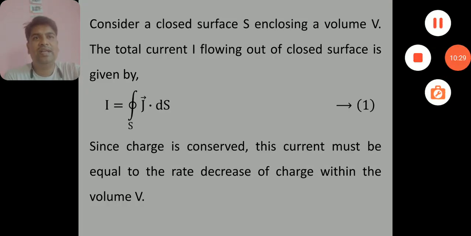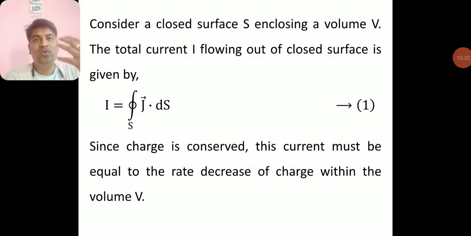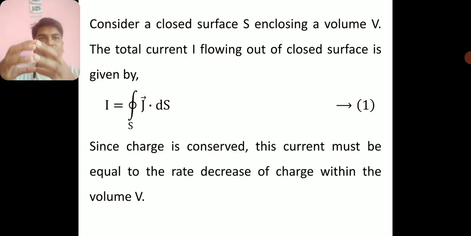Now I am considering a closed surface. In fact, for the flow of current, I need a closed surface. This closed surface, say a spherical shell, encloses some volume V. Let I be the total current which is flowing out of the closed surface. So I is the current which is going out of this closed surface enclosing the volume V.